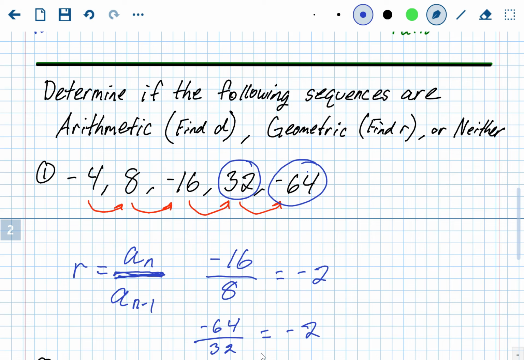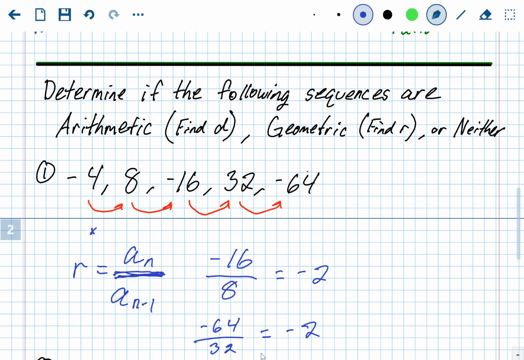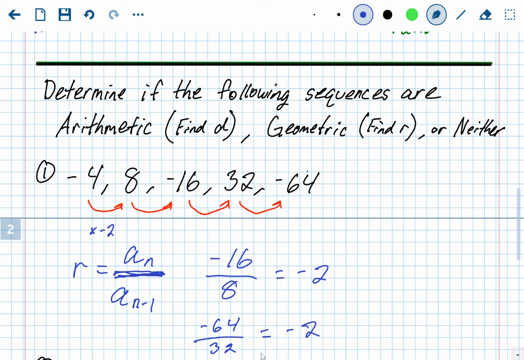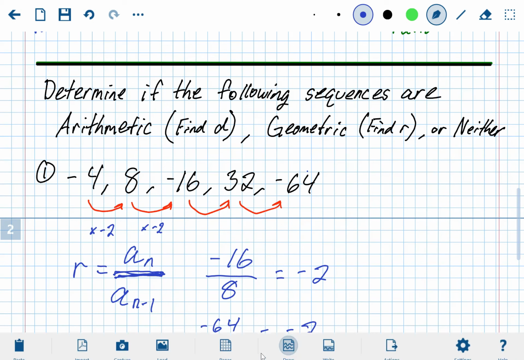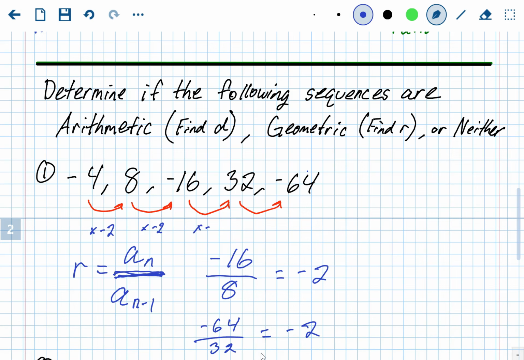Now again, you can just check. All right, so we think it's -2. If we multiply -4 by -2, do we get +8? Yes. If we take +8 and multiply it by -2, we get -16. Multiply by -2, you get +32. 32 times -2 is +64. So we are multiplying by the same number to get to the next term.